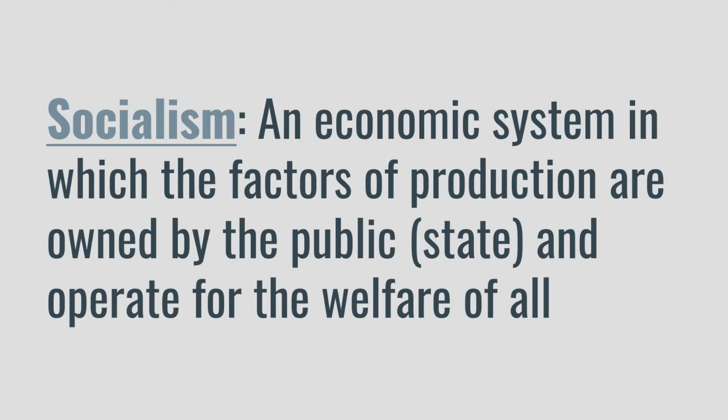So on the flip side of capitalism, we see socialism. And socialism is an economic system in which factors of production are owned by the public or the state and operate for the welfare of all. So where capitalism is focusing on the individual and making profit for the individual, socialism really looks at society as a whole and says, okay, how do we make this society better for everyone, not just some people?